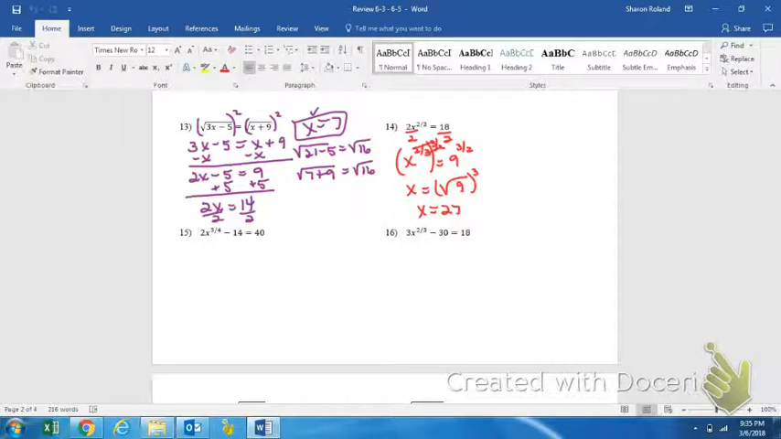If you plug this one back in, you have 2 times 27 to the 2/3 is 18. 27 to the 2/3 is 9. 2 times 9 is 18. So this is a good answer.